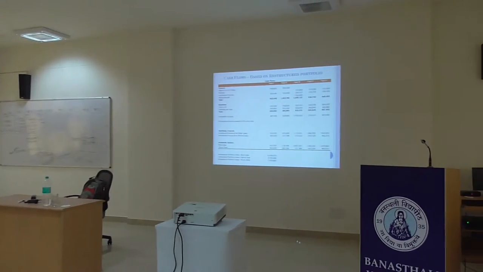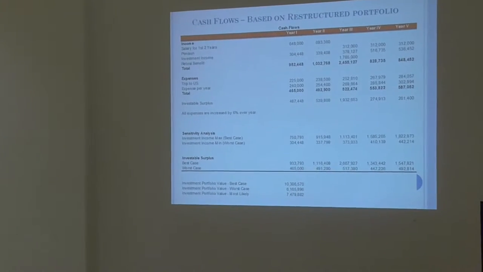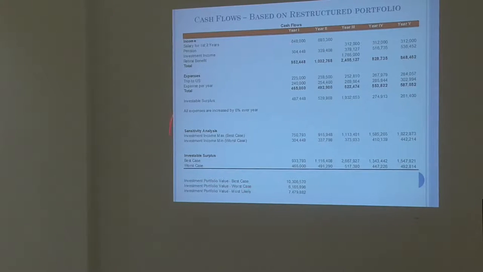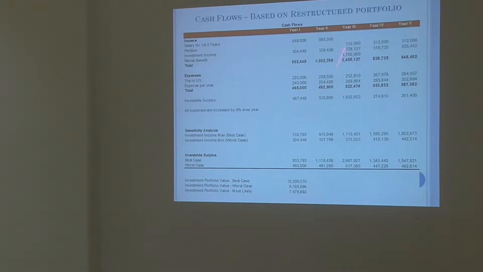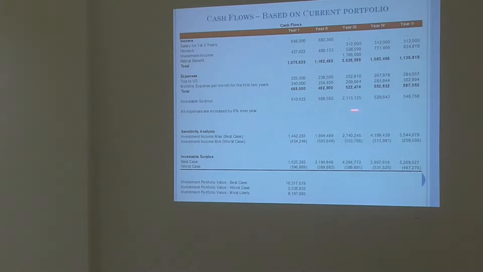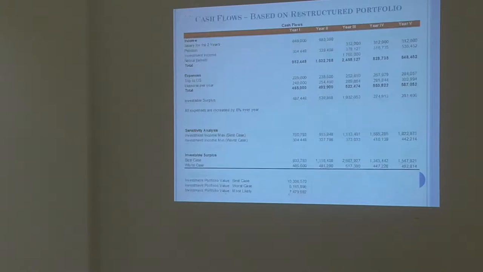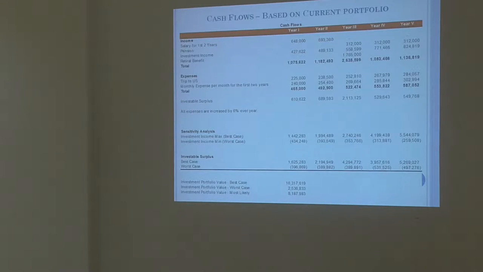Let's miss out this. Now this is based upon the restructured portfolio. This was cash flow based upon the existing one. Now we worked out the cash flow, and how did we work it out? Based on what we restructured. Now you see here the investment surplus value most likely comes out to be how much? 7,49,000. From an investment surplus value of 8 lakh something.